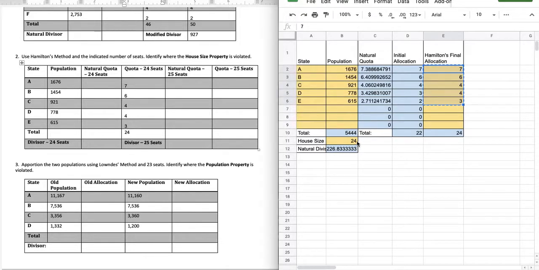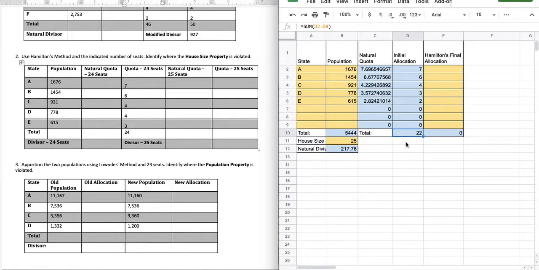We're going to do this now instead with 25 seats. So I'm going to change my house size to 25. That changes all of the natural quotas. Natural quotas rounded down, we still have 22 seats assigned here. So we have 22. We need 25.